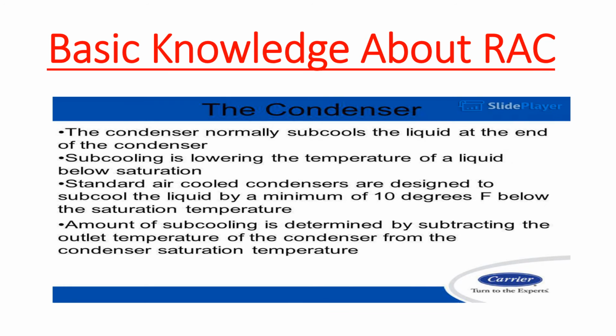The condenser normally subcools the liquid at the end of the condenser. Subcooling is lowering the temperature of a liquid below saturation. Standard air-cooled condensers are designed to subcool a liquid by a minimum of 10 degrees Fahrenheit below the saturation temperature. Amount of subcooling is determined by subtracting the outlet temperature of the condenser from the condenser saturation temperature.